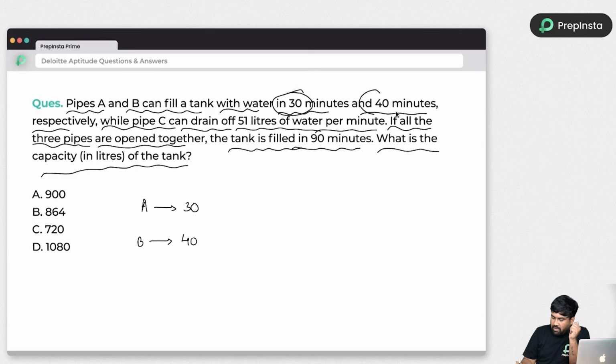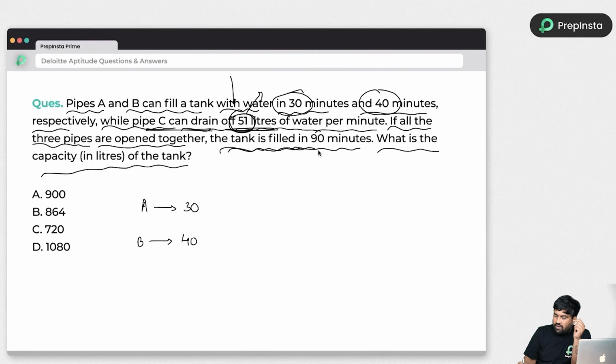A and B we got, and for C we don't know in how much time it drains, but we know how many liters it drains. So our first task, in order to find the capacity of the tank, is to find in how much time C will drain the tank. If you find in how many minutes C drains the tank, you will know how many liters there are, because they have already given how many liters it drains per minute. So we need to find for how many minutes C will work.